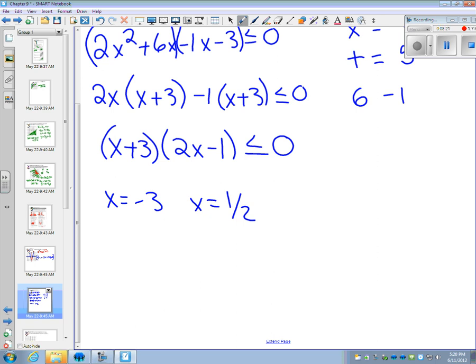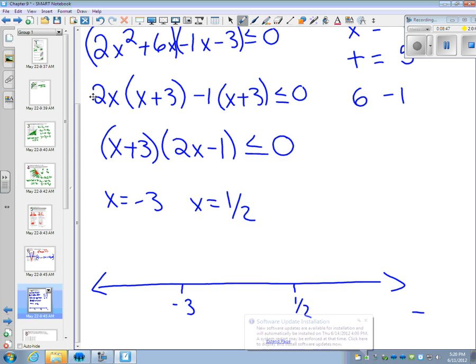Now I draw a number line. Okay, and I put my roots on it. I have -3 and I have 1/2. So it's just like a number line. I start negative and I go to positive over here. Now for each interval I need to choose a point that falls within the interval, and I have to test it in the original inequality to see if it's true or false.